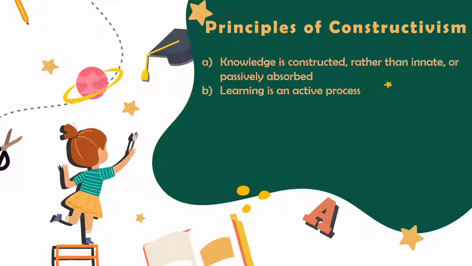So information here may be passively received, but understanding cannot be, for it must come from making meaningful connections between the prior knowledge, the new knowledge, and the processes involved in learning. And letter C, all knowledge is socially constructed. So learning is a social activity.